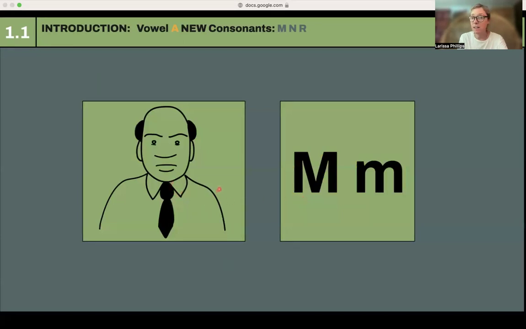This is a man. The sound at the beginning of man is mm. Listen and watch me say it. My lips are pressed together, and I make a continuous sound. Mm. I don't say ma, because ma is 2 sounds. We just want mm. So the sound is mm and the letter is M. This is a capital M and a lowercase M.